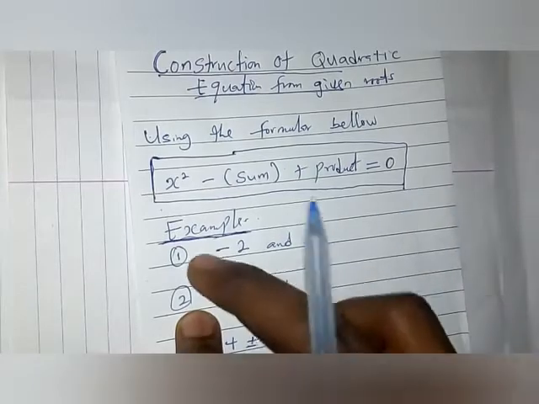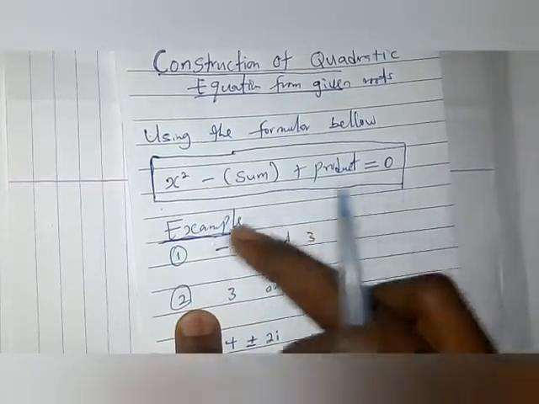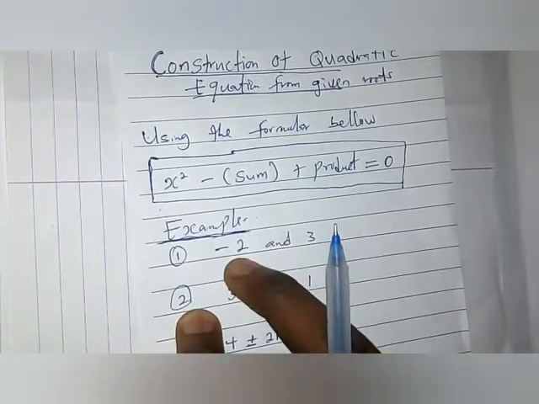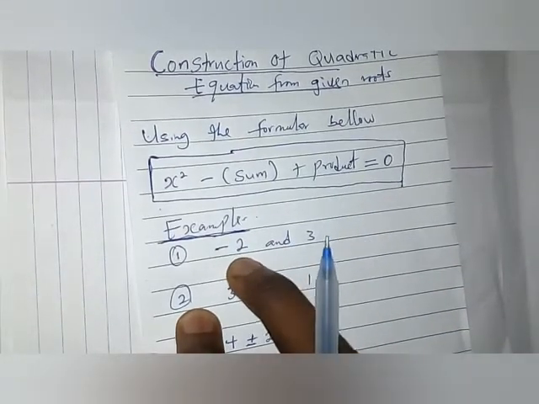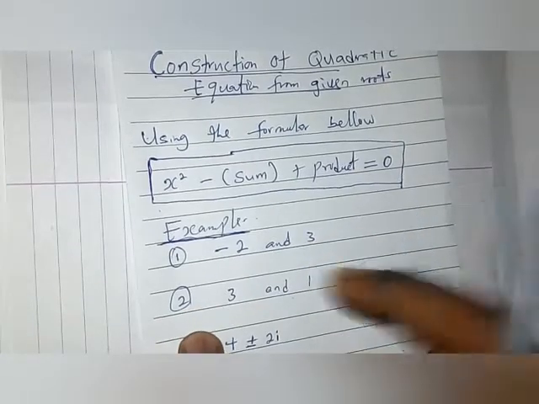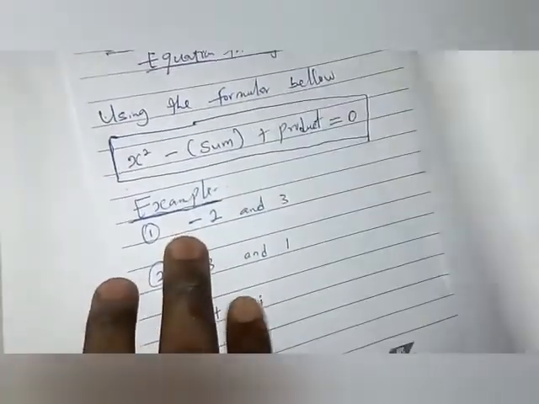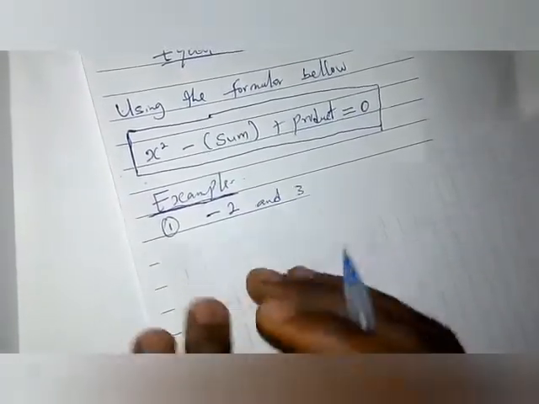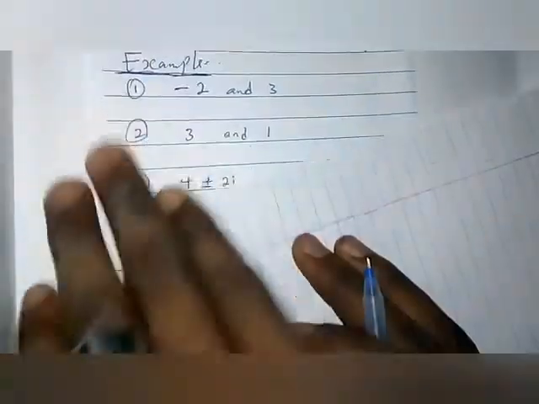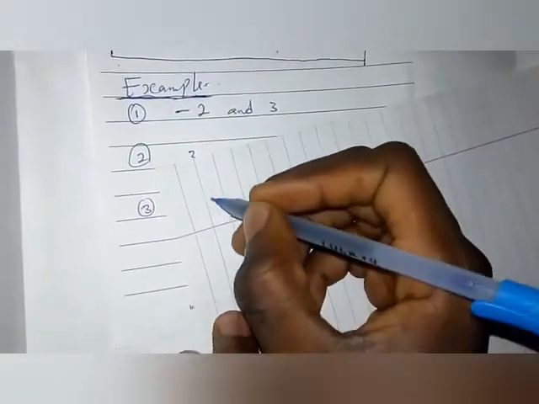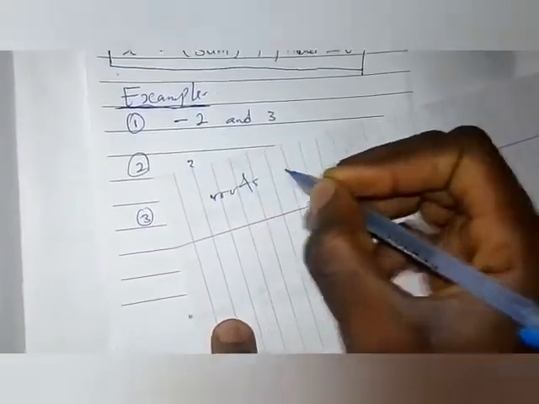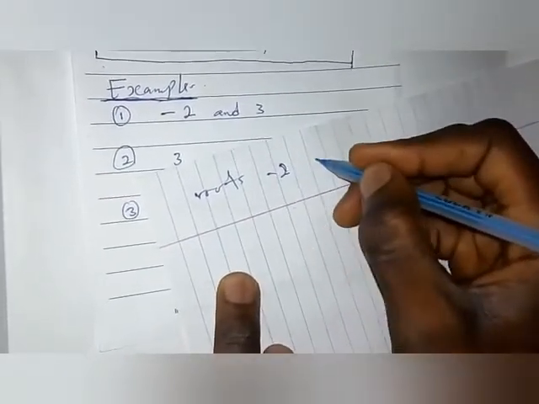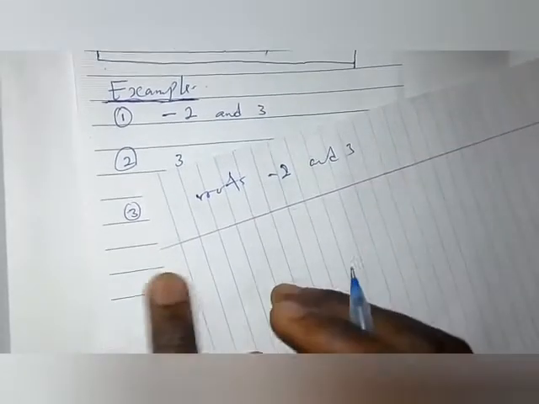Let's pick example 1. We want to find the quadratic equation that has as its roots -2 and 3. So let's start. The first root is -2. The roots are -2 and 3. So here is the formula.